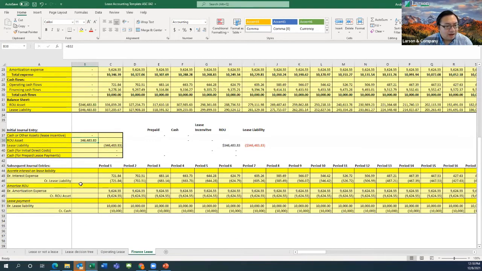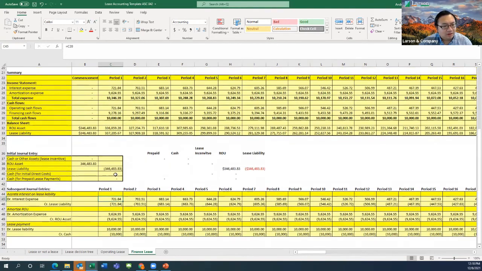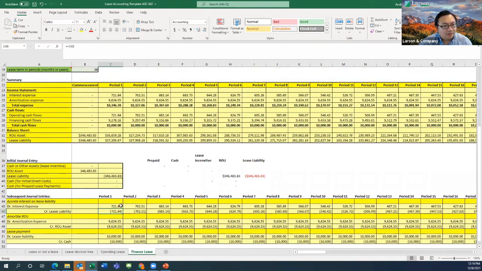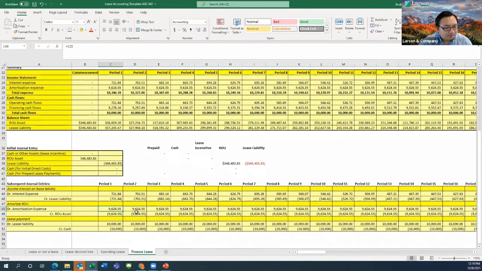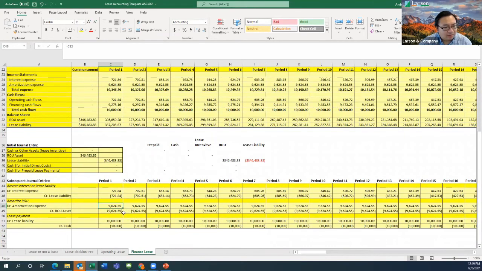Now the difference is that in our entries, we're going to break out the interest component as an actual interest expense. So we're going to put an interest expense of $721 for that period, which is the interest rate multiplied by the 346. We have amortization expense of the right of use assets. And then the lease liability will be decreasing as we actually pay the cash amounts of it.